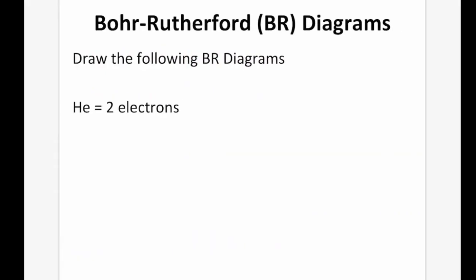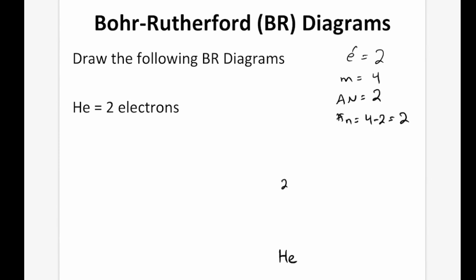So let's take a look at helium. Helium has 2 electrons. So we're going to put helium down here. So let's write out everything we need. So the number of electrons is going to equal 2. The mass of helium is 4. The atomic number is 2. And the number of neutrons is going to equal 4 minus 2, which is 2. And that gives us all the information we need.